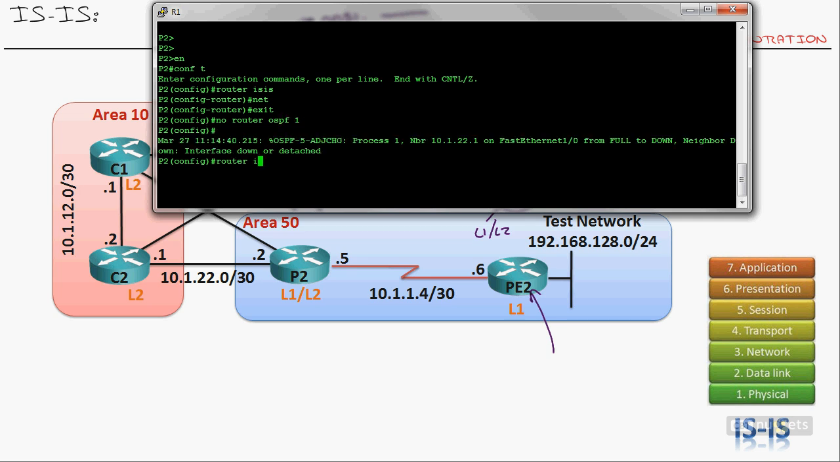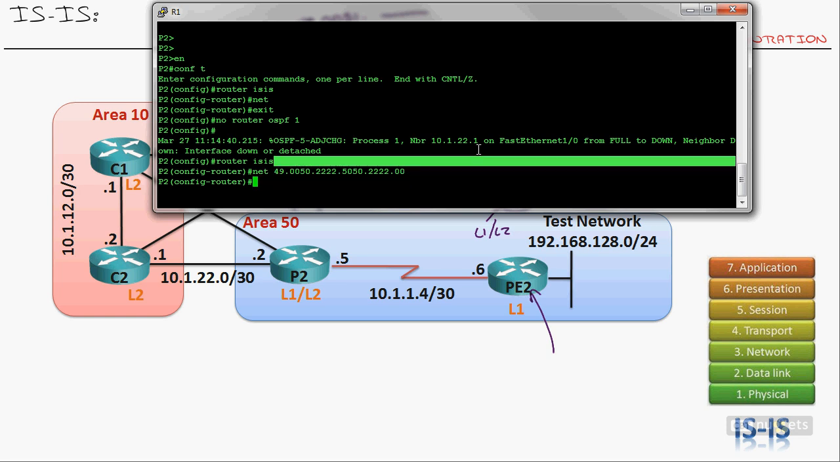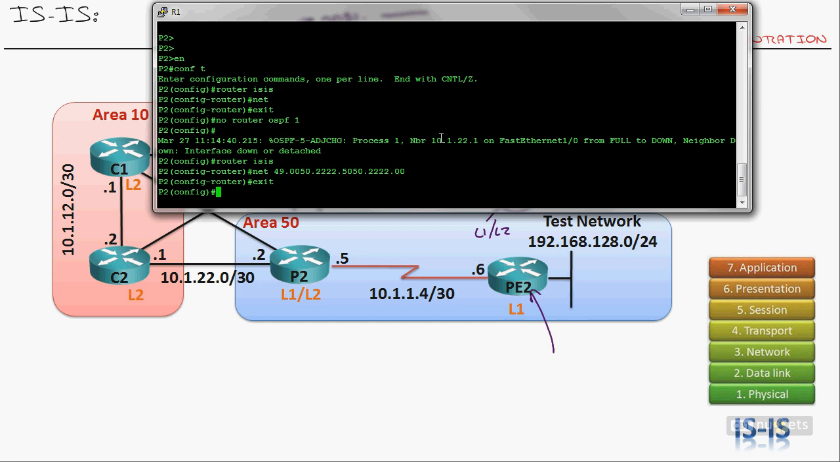Okay, now router ISIS, and we will do the net command of 49.0050, area 50, right? And we'll go with the same scheme we did above, 2222.2222.2222.00. So essentially this guy's OSI address is 49.0050.2222.2222.2222.00. It is a router in area 50, right? Hit the enter key. That's all I should need for this configuration mode because it is a level 1/level 2 router.